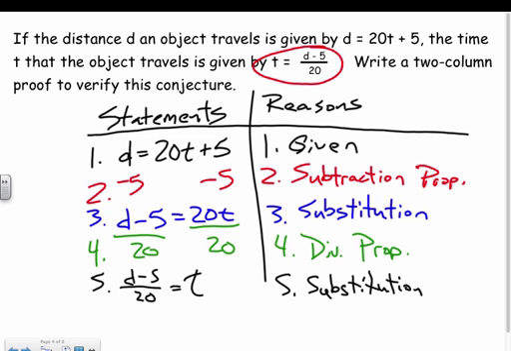So it looks like I'm done, right? It looks like I have my t equal to that. Well, if you notice, the t is on the left side of the equal sign. So I got to get the t on the left side of the equal sign here. So I'm going to rewrite this for my 6th step and say t equals d minus 5 over 20. Because we got to be very specific what we're trying to prove.